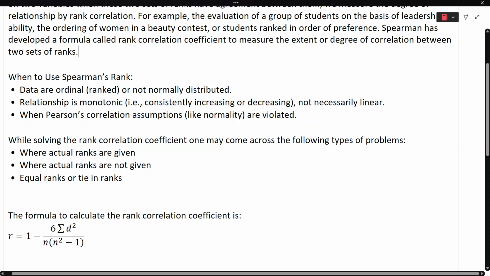Also, as we will be solving examples, you come across the following types of problem. Where the actual ranks are given, that's they've already ranked it, and you'll be asked to find the deviation, and later on you square the deviation. Where actual ranks are not given, that's when you would have to find the ranks yourself. Then you would have some equal ranks or some tie in the ranks. We would look at each of these types of problem and try to solve an example on each.